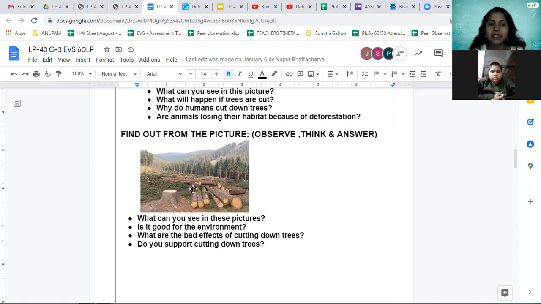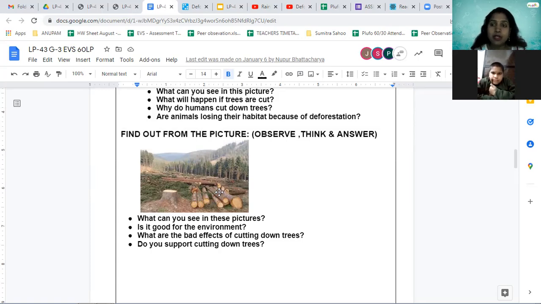Now in the second picture also, can you see how many trees are cut down here? Is it good for the environment if we are cutting down the trees? It's not good for our environment. Very good. So what are the bad effects of cutting down the trees?